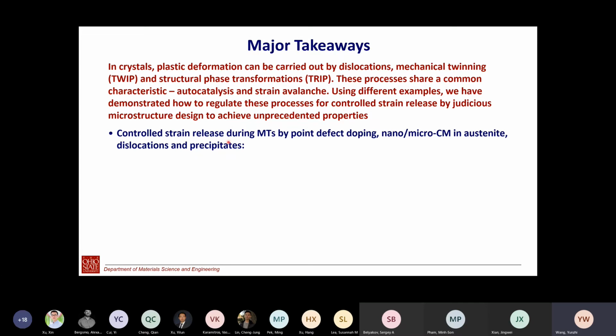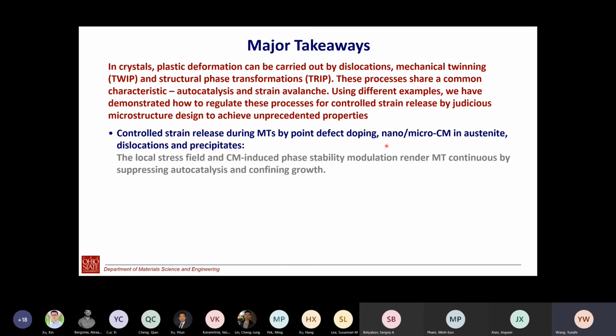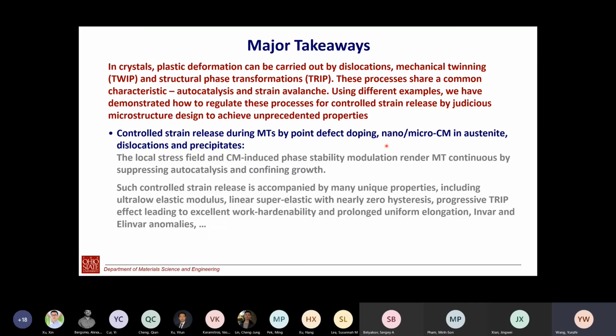So you can control the strain release during martensitic transformations by point defects, nanoscale concentration modulation, and dislocation precipitates. And I showed you, if you do so, the local stress field or the concentration modulation is going to confine the phase transformation at a local scale, and the transformation occurs a little bit at a time. In this case, you can have a smooth transformation. And if you can have a smooth transition, if you can control the strain release, then you can tailor the material properties. As I already said, you can produce ultra-low elastic modulus, linear superelasticity with almost zero hysteresis. You can find a lot of applications for this property.